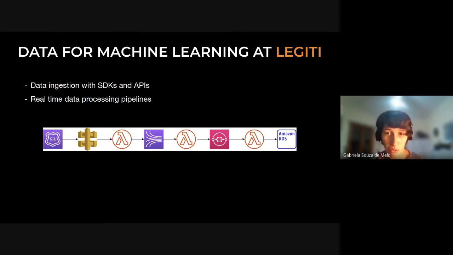So we have both SDKs and APIs for collecting data in real time. And with that, we get access to transactional, user, session, and behavioral data. And we also have lots of real-time data processing pipelines that get this data in within seconds of us receiving it. The data gets into our database.